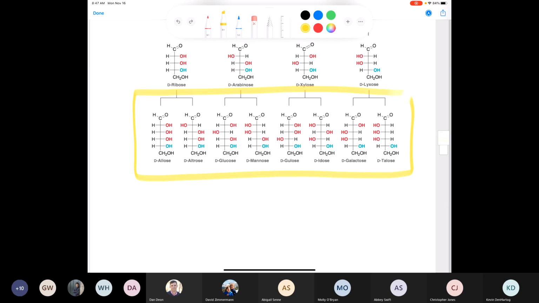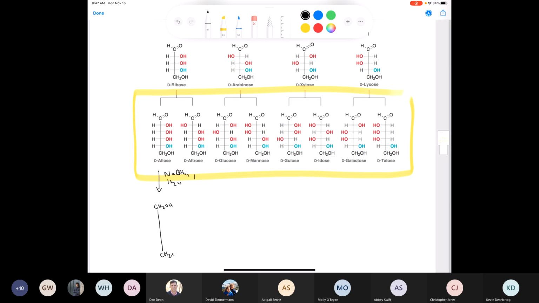Can anybody figure out which ones might reduce to give you something that wouldn't rotate plane polarized light? So this would be a compound that has symmetry in it, right? Let's think about it. If I was to take D-allose and treat this with sodium borohydride and water, what would I end up with? I end up with this alditol.